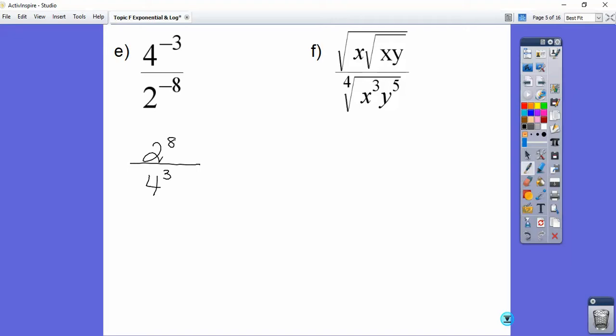Okay, we could simplify here. What is 2 to the 8th? What is 4 to the 3rd? What's 256 divided by 64? Anybody with a calculator can help with that? Just 4.